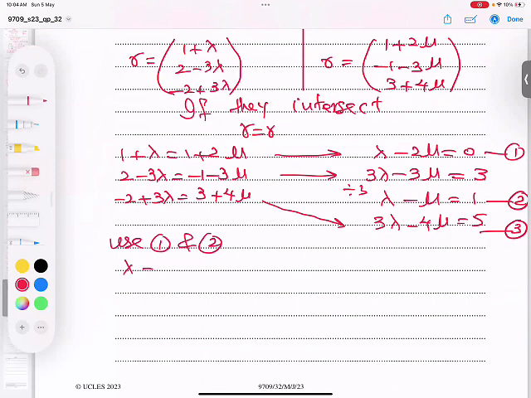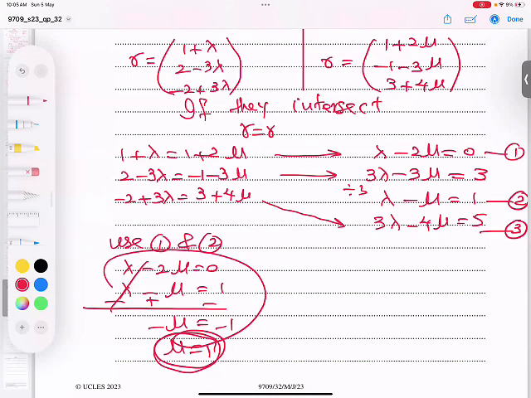So lambda minus 2 mu is equal to 0. Lambda minus mu is equal to 1. Sign change, this cancels out. Negative mu is equal to negative 1, and the mu value is 1. Now this mu value, I will plug into any one equation. I think I'll plug it into the lower one. So lambda minus 1 equals 1, so lambda becomes 2. So I get mu = 1 and lambda = 2.